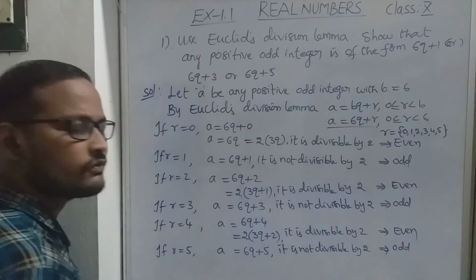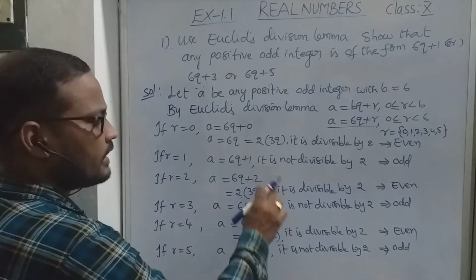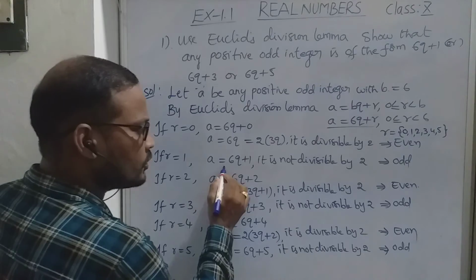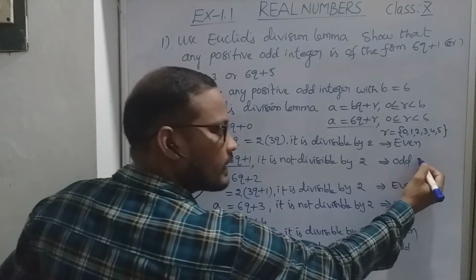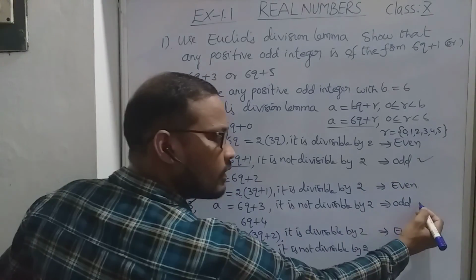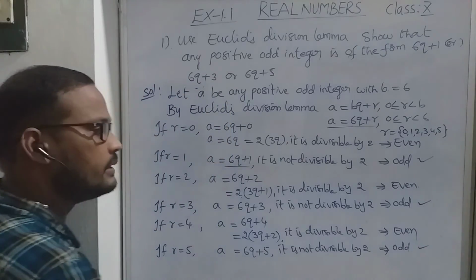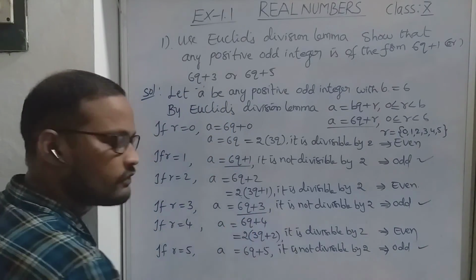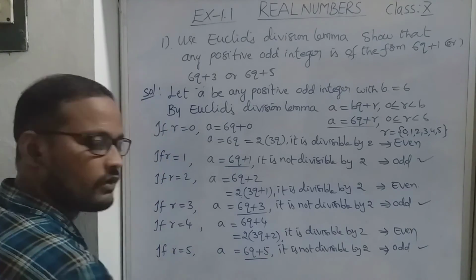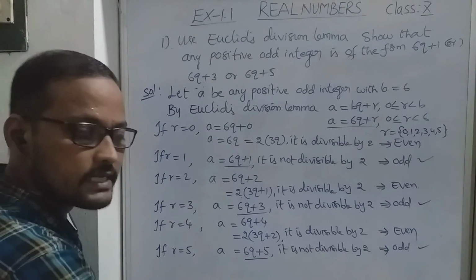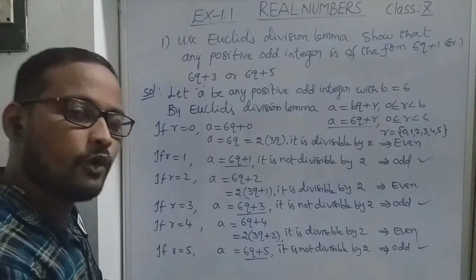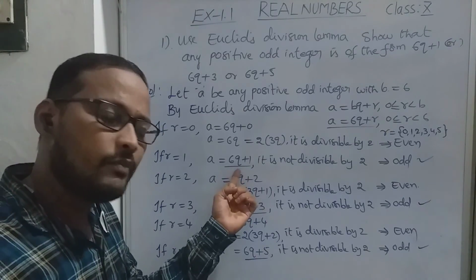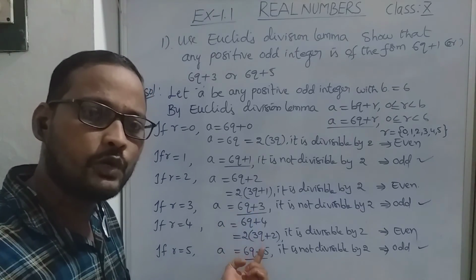So observe carefully, children. Here any positive odd integer is of the form 6q plus 1, which is an odd number, and here also we got odd numbers. Any positive odd integer is of the form 6q plus 1, or 6q plus 3, or 6q plus 5. So lastly we have to write the conclusion. Therefore any positive odd integer is of the form either 6q plus 1, or 6q plus 3, or 6q plus 5.